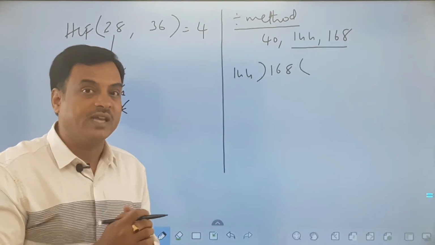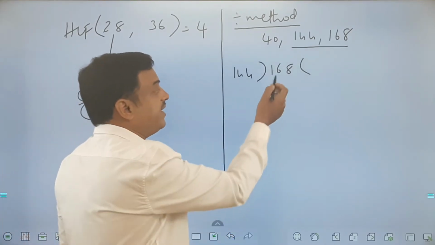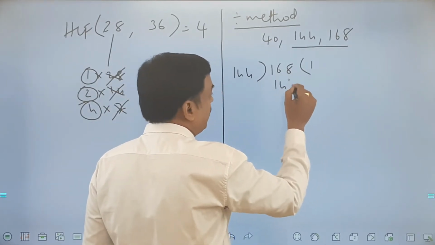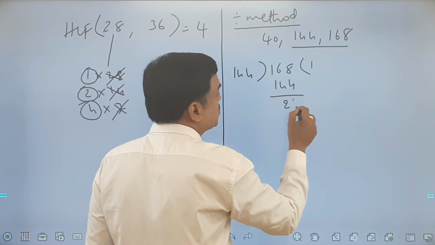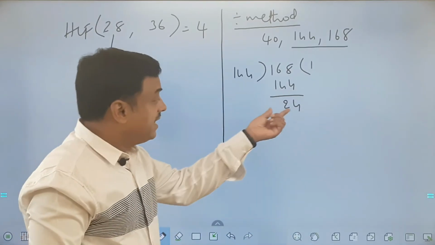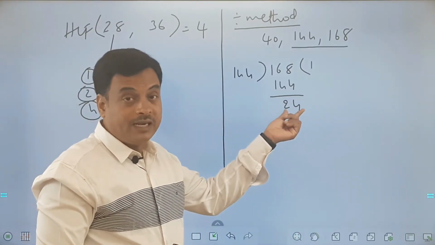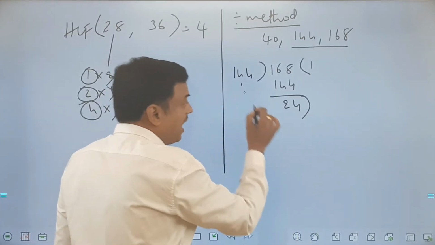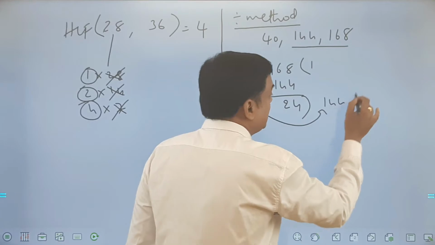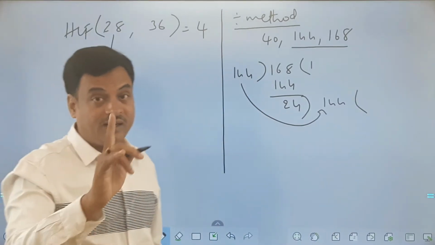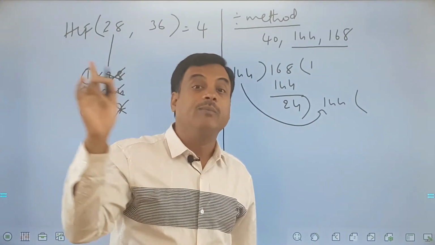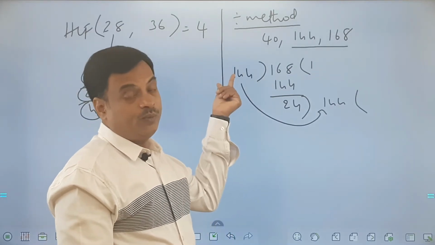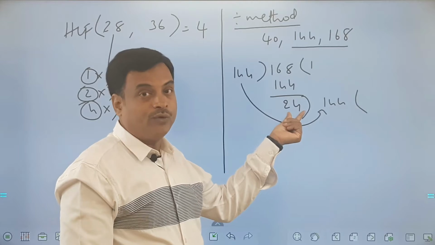Okay, so listen to this method carefully, all of you. Division method. I'll divide the highest number by the second largest number. One time it is 144 and the difference I get is 24, correct? Is the remainder 0? No. What I do, my friend, if the remainder is not 0, I have to send the last divisor as the new dividend. This method will continue till I get remainder 0. I repeat my words once again. I divided 168 by 144, I got remainder 24.